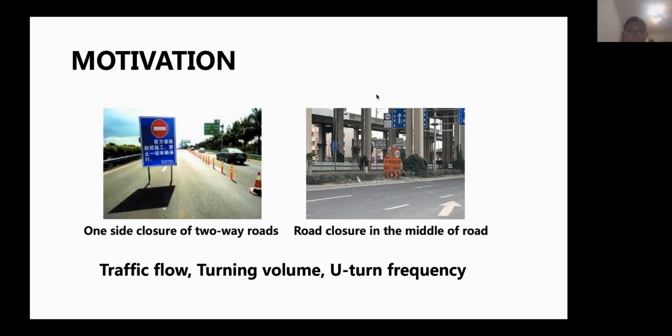In addition, they are unfit for detecting one-side closure of a two-way road and closure in the middle part of the road. In the left figure, one side of the road is closed, but the other direction lane can still be passed normally. In the right figure, the closure in the middle of the road makes the vehicles have to take a U-turn towards the original road. In both cases, the traffic flow of this closed road does not drop to zero. Some closure features need to be considered, like traffic flow, turning volume, and U-turn frequency.